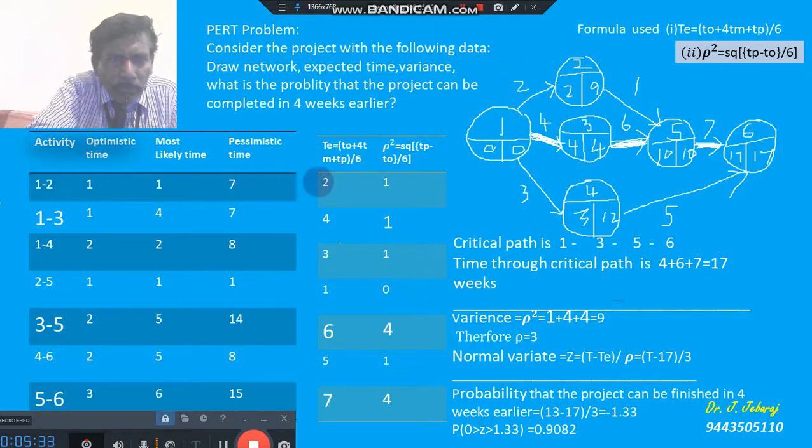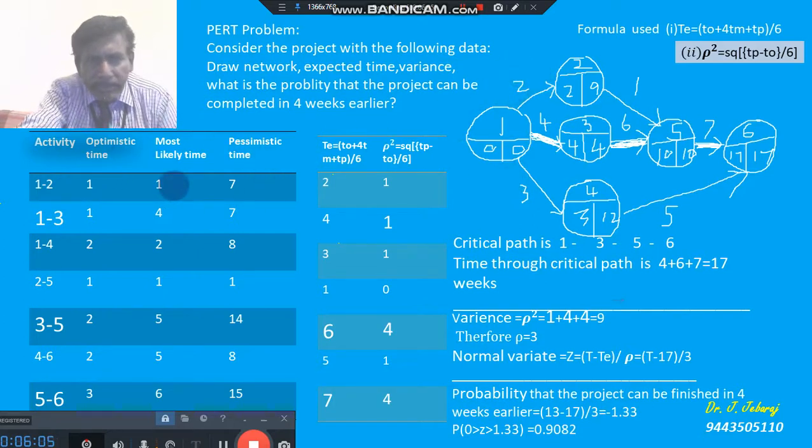So 1 to 2, 2 weeks; 1 to 3, 4 weeks; 1 to 4, 3 weeks. That's the way we have to calculate the expected time. That expected time we have to write here. Okay, because the forward pass and backward pass can be calculated by using only one time estimate. With the three time estimates we cannot do anything.